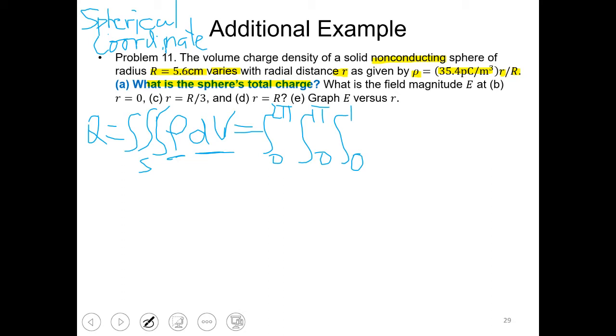From 0 to R, and rho is rho. Maybe I can just let this term be called rho s. And actually dV will be r square sine theta dr d theta d phi.